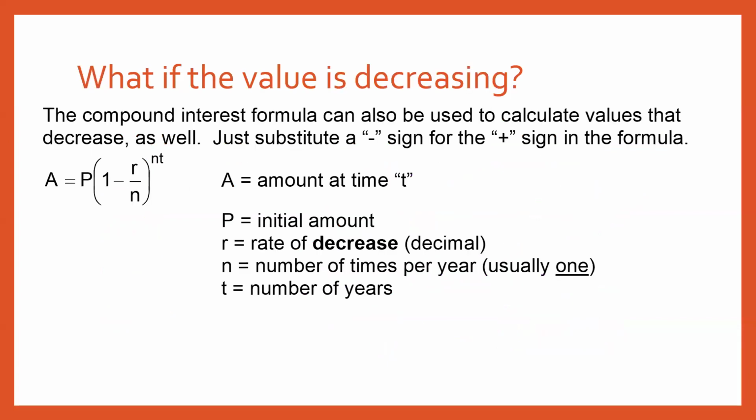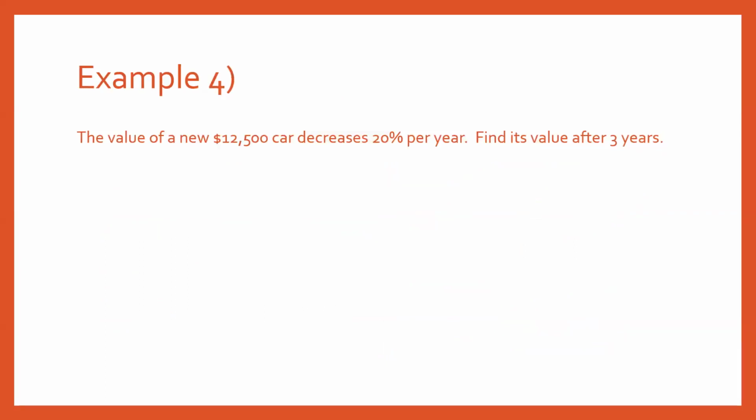What if the value is decreasing? How does that change our formula? We're subtracting. That's the only thing that changed, right? Everything else is still the same. So with that little bit of knowledge at your table, you're going to do example number 4 and then check with each other. Got it? Okay. So the change here is what again? Decreasing means we are subtracting. All right, go.